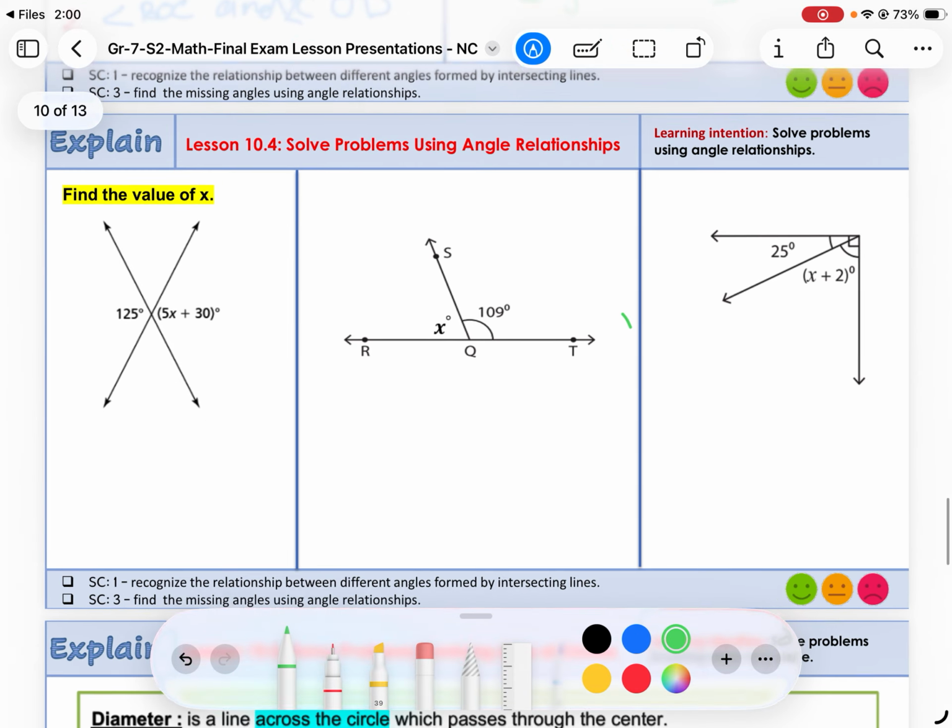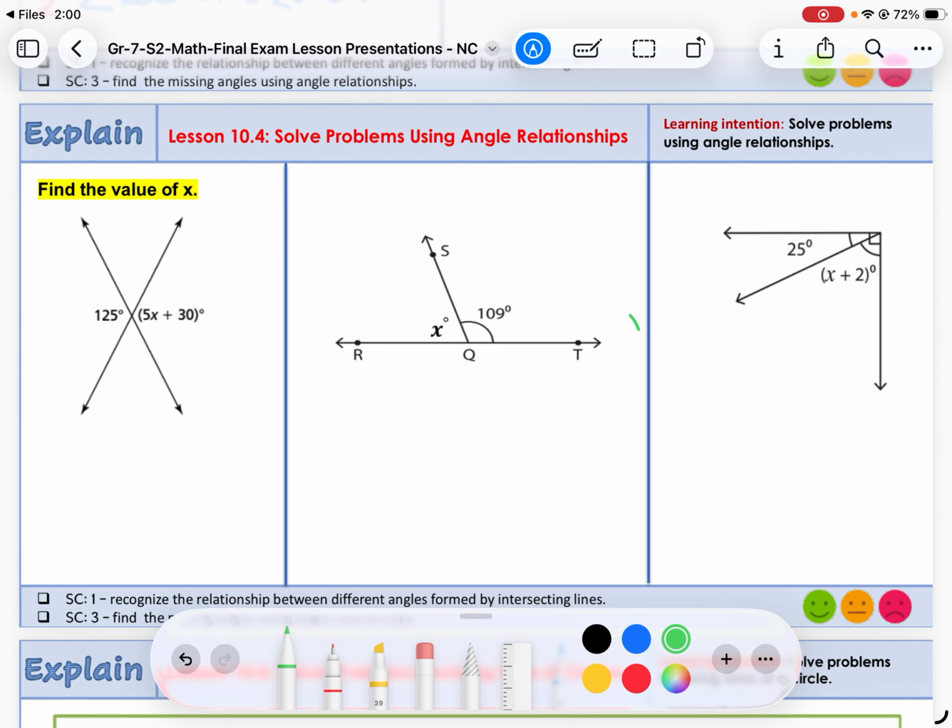Now the second part of the lesson is how to find the value of X. To find the value of X with angles, step number 1, you need to identify the angle. You need to know what type of angles you are dealing with. Number 2, you need to write the equation. And number 3, you need to solve it. So let's start with this one.